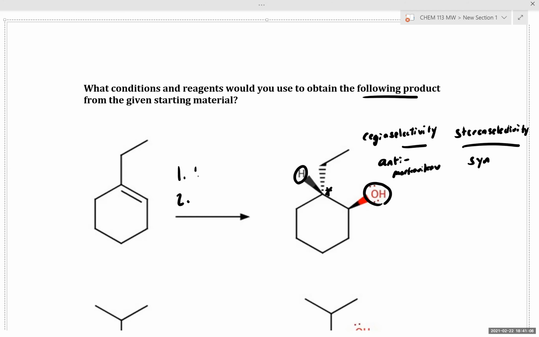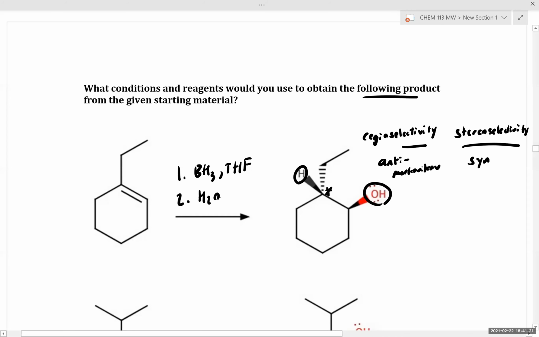So we have BH3 and THF. Yeah, that's the first step. That makes our alkyl boron intermediate. You can also use B2H6. Any borane will do the trick. And then you can do H2O2 and NaOH.